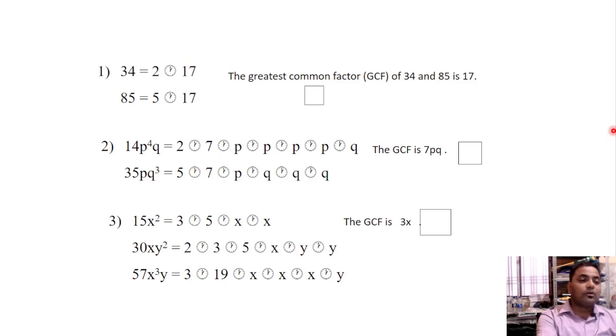So for 34 and 85, we can do the prime factorization. For 34, it is 2 and 17. For 85, we can do 5 into 17. So the greatest common factor is 17 here. So the GCF of 34 and 85 is 17.